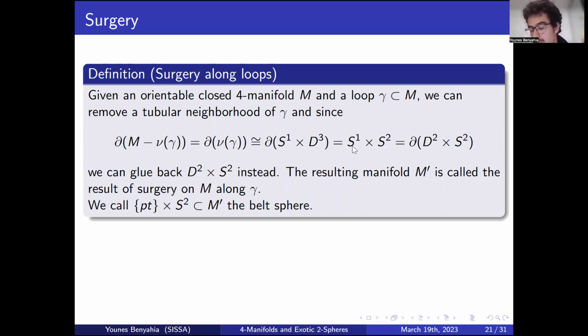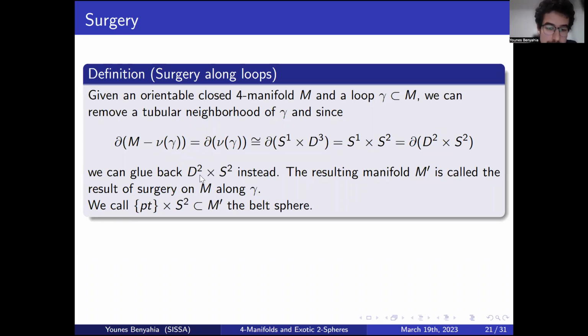So you know that the boundary is an S^1 times S^2. But you also know that this is also the boundary of a D^2 times S^2. So you can glue back D^2 times S^2 instead of S^1 times D^3. So you have removed an S^1 times D^3 and you glue back a D^2 times S^2. And the resulting manifold is the result of surgery on M along gamma. So this is what surgery along the loop is.